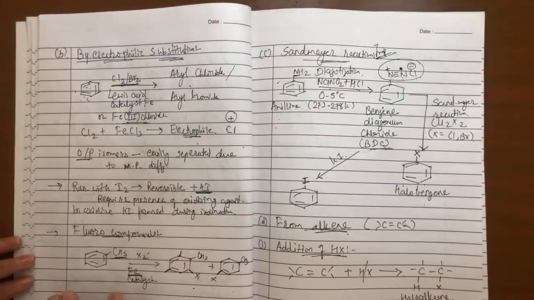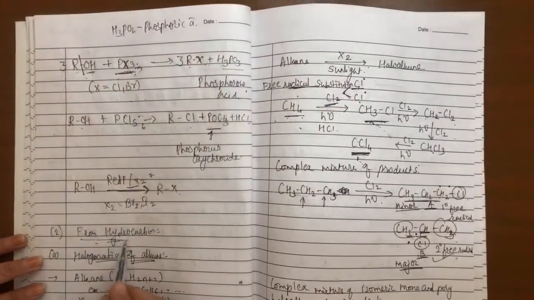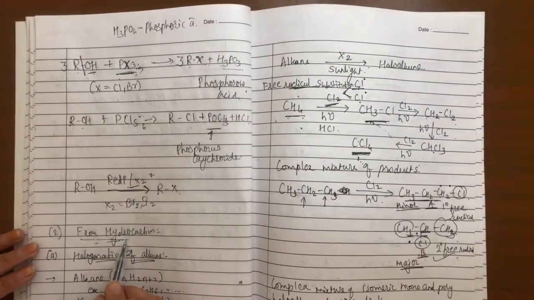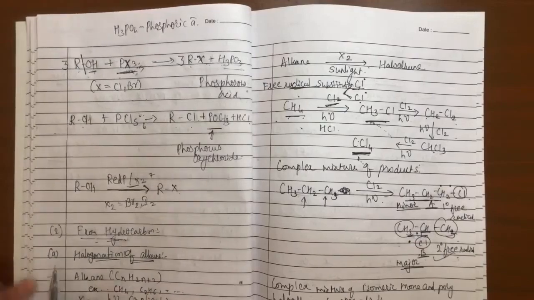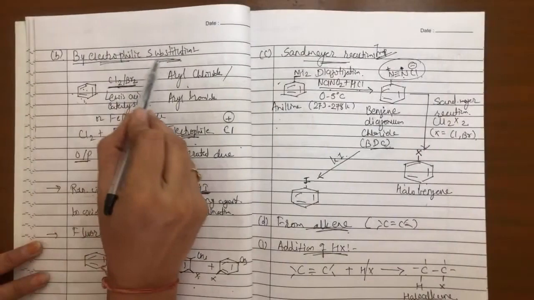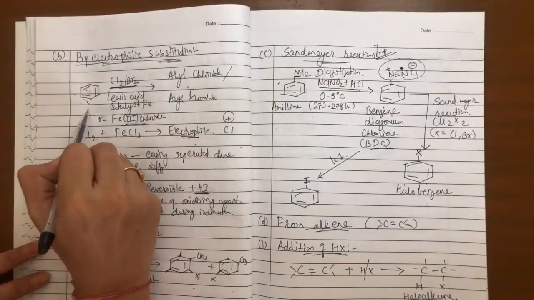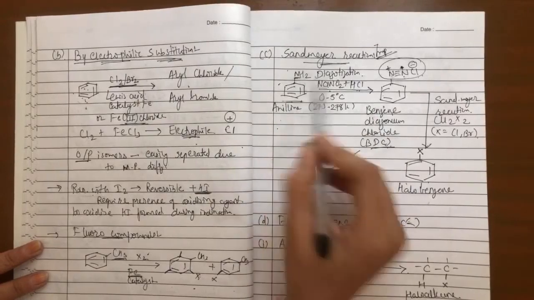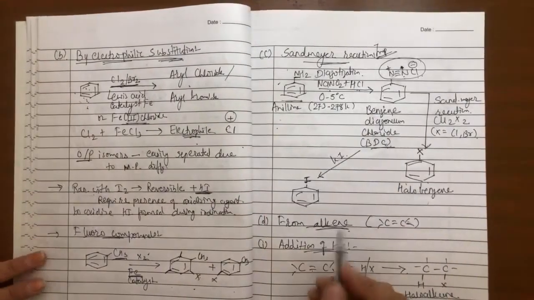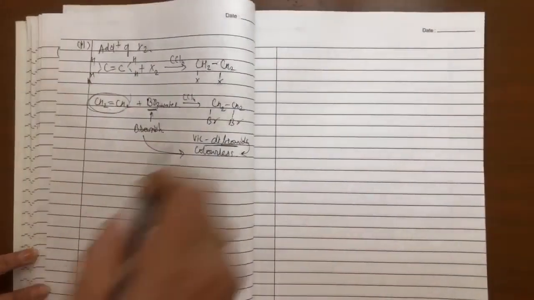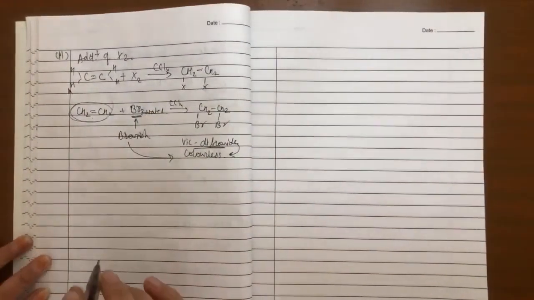Here the second type, that is preparation of haloalkane, haloarene from hydrocarbon, is also over. Under that we studied halogenation of alkane, then electrophilic substitution of benzene ring, Sandmeyer reaction when we treat aniline, starting reagent was aniline, and from alkene two types, alkene plus HX and alkene plus X2.